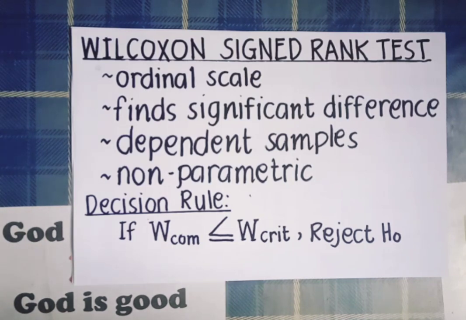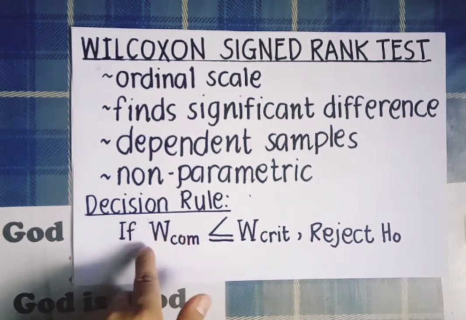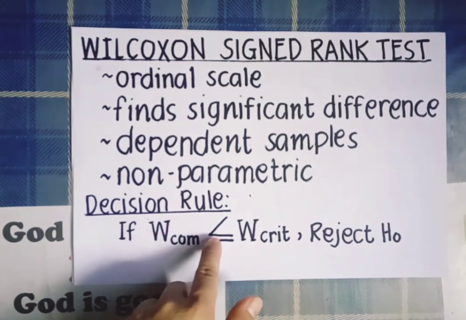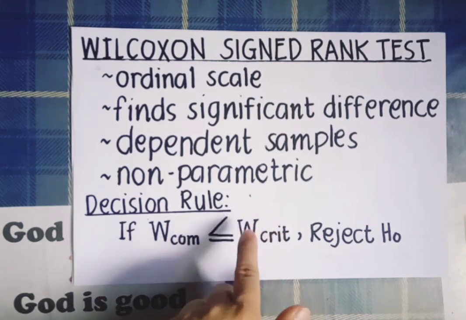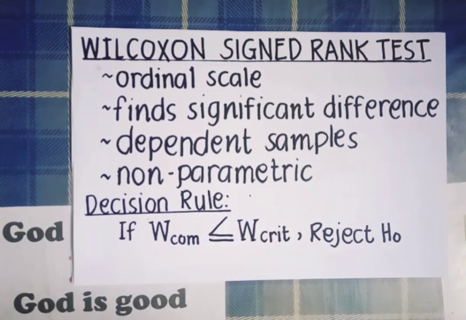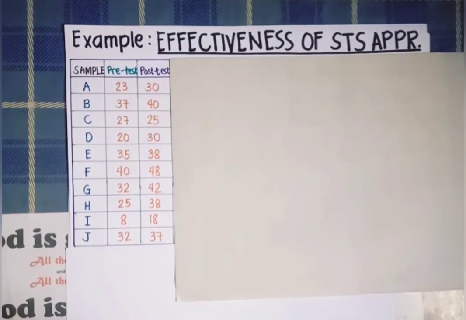Now, just like in paired samples t-test, we also have a decision rule here, and that is, if our computed Wilcoxon value is less than or equal to the critical Wilcoxon value, then we are going to end up rejecting the null hypothesis. Now, to see how Wilcoxon signed rank test works, let's have here an example research entitled The Effectiveness of STS Approach in Teaching Science.